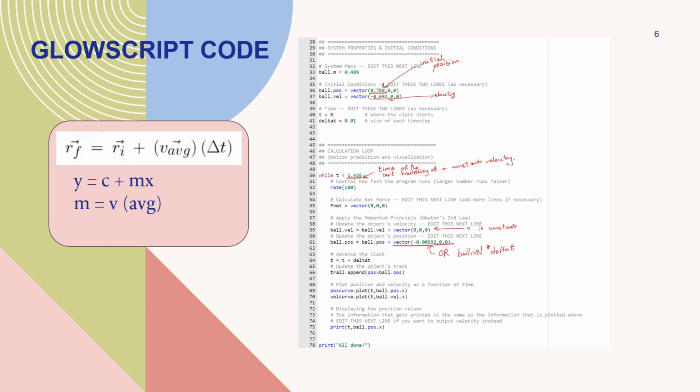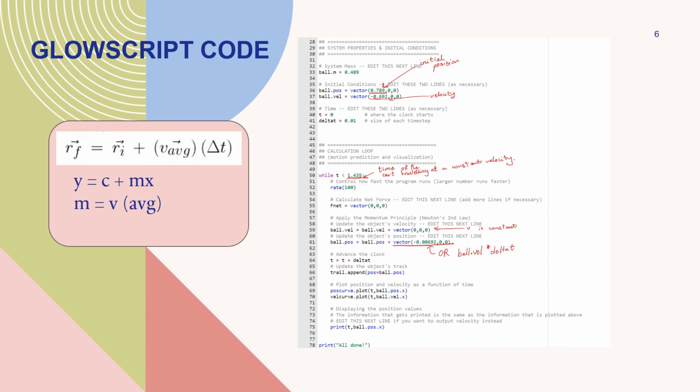We first altered the values of the initial position and the velocity from 0 to 0.789 and negative 0.692. After that, we changed the condition in our loop to t is less than 1.435 because that was the duration of our video. Note here that the Fnet value is 0, and that's because the acceleration is 0 and the velocity is constant. That was also why we didn't update the velocity in the next annotated line. As for the position, we updated it by manually multiplying delta t by the velocity. However, this can also be done automatically simply by typing in ball.velocity multiplied by delta t.